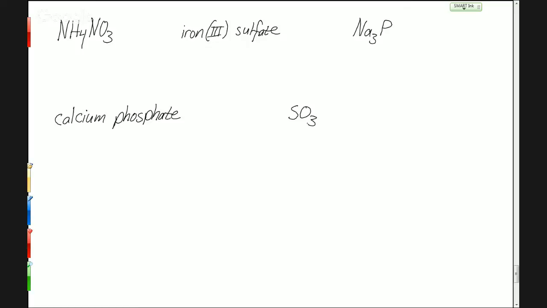If you do need to look up a periodic table, please do so, because you will have that for the exam. We can print one out for the examination. I'll have it printed out as part of the exam.